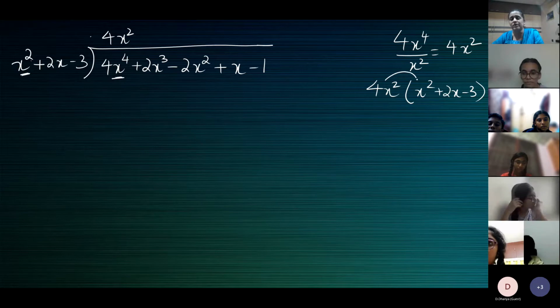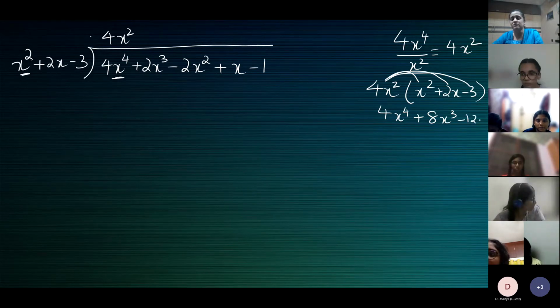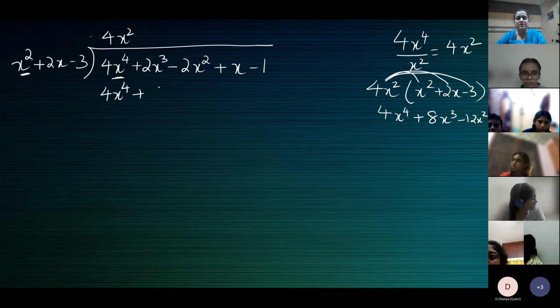So what is 4x squared into x squared? 4x to the power 4. 4x squared into 2x gives plus 8x cubed. And then minus 12x squared. This is what you should write here. Under this, write the result, write the product: plus 8x cubed minus 12x squared. Next, what should we do?